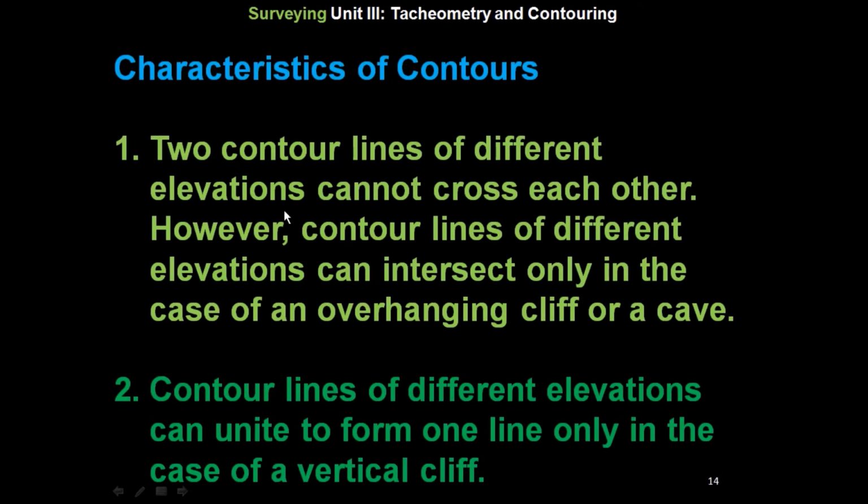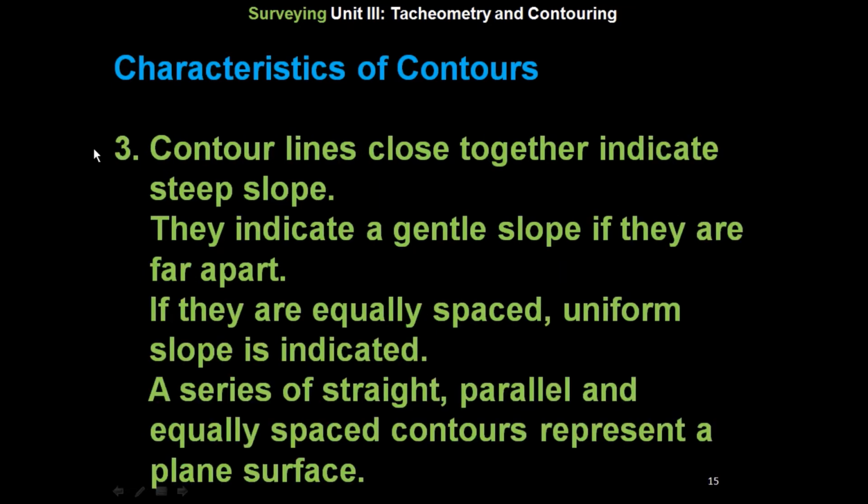First characteristic is that two contour lines of different elevation cannot cross each other. However, contour lines of different elevations can intersect only in the case of an overhanging cliff or a cave. Second characteristic, contour lines of different elevations can unite to form one line only in the case of a vertical cliff.